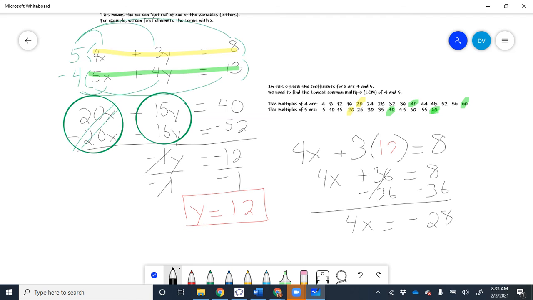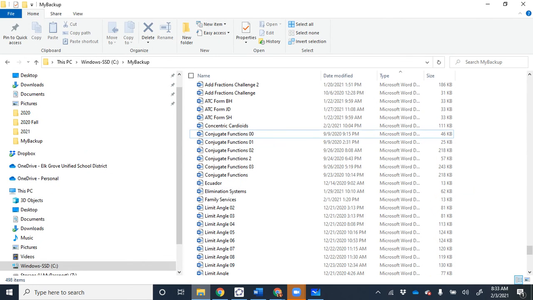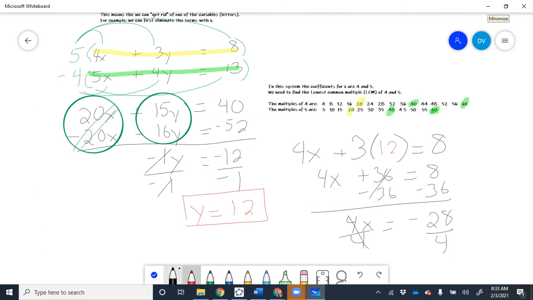Negative 28. And if I divide by 4, I will get x is equal to, let me do it in red, x is equal to negative 7.